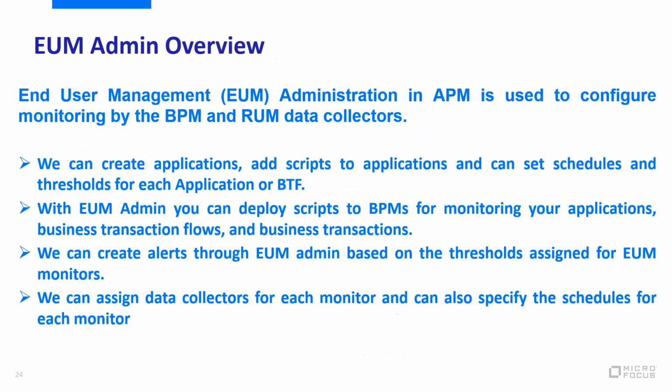Okay, let me go through the UM admin first. UM admin is responsible for creating applications, business applications that are monitored by either BPM or RUM or together. There are 4 tabs available, and each tab is responsible for a specific functionality. One is to create and configure business applications. Another one is to upload the scripts. I'll tell you what the scripts are, how to generate them, in the next coming slides.